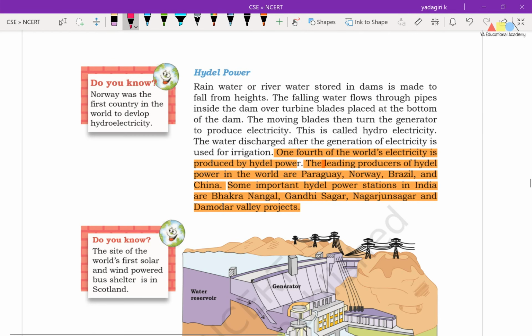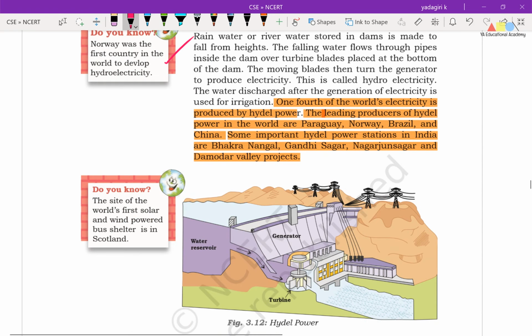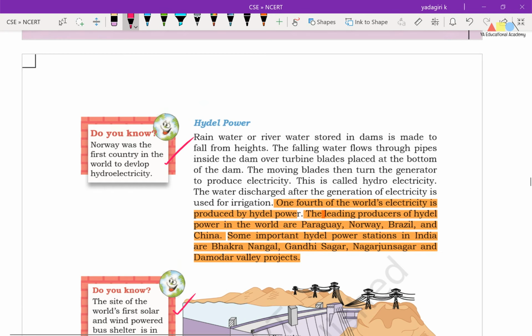Okay friends, here is one more fact: Norway was the first country in the world to develop hydroelectricity. And one more fact: the site of the world's first solar and wind powered bus shelter is in Scotland. Right friends, now we will study about the tidal power.